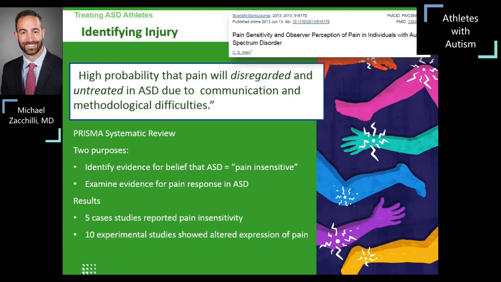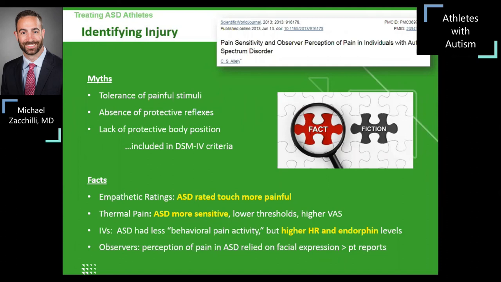And if we look closely, the facts are concerning. So the facts are, instead of a tolerance to pain, most of the autistic spectrum patients in these studies showed increased sensitivity. So they're more likely to consider touch painful. They were more likely to have sensitivity to thermal pain. And in the setting of an IV, they demonstrated higher heart rates and endorphins, even though they were less likely to be considered in pain by an observer. So we're very likely to miss pain in these patients, and as a result, likely to miss injuries.